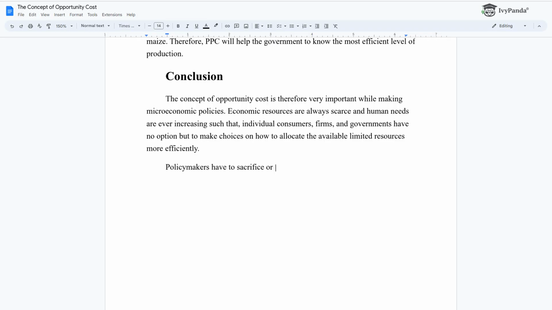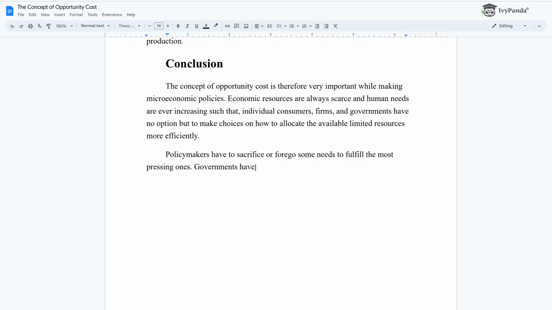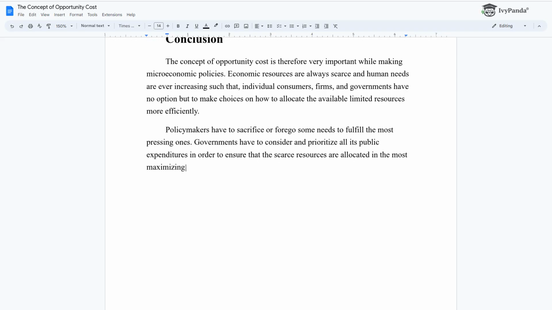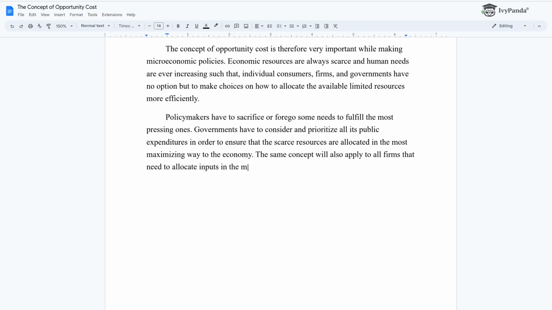Policymakers have to sacrifice or forego some needs to fulfill the most pressing ones. Governments have to consider and prioritize all their public expenditures in order to ensure that the scarce resources are allocated in the most maximizing way to the economy. The same concept will also apply to all firms that need to allocate inputs in the most efficient way in order to maximize profits.